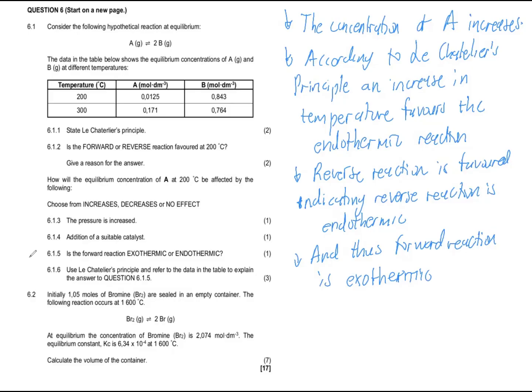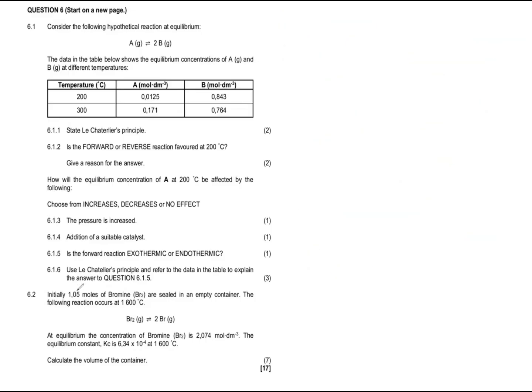And then, okay, now the calculation. Initially, 1.05 mole of bromine, Br2, are sealed in an empty container. The following reaction occurs at 1600 degrees Celsius. At equilibrium, the concentration of bromine is 2.075 mole per dm cubed. The equilibrium constant Kc is 6.34 times 10 to the exponent of negative 4, right? Okay, so now they say calculate the volume of the container.